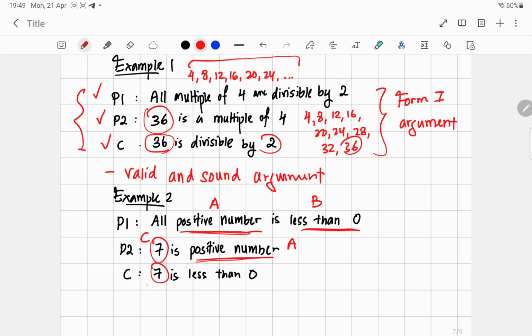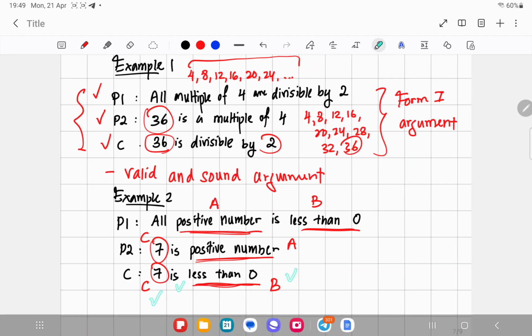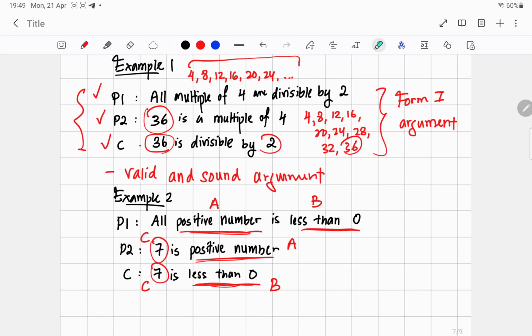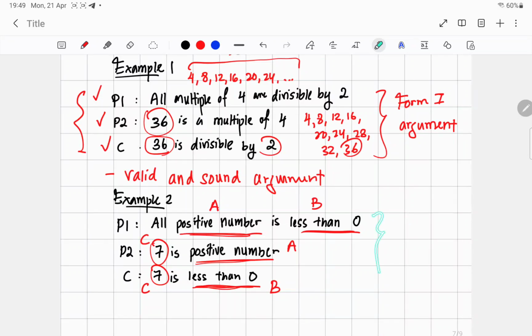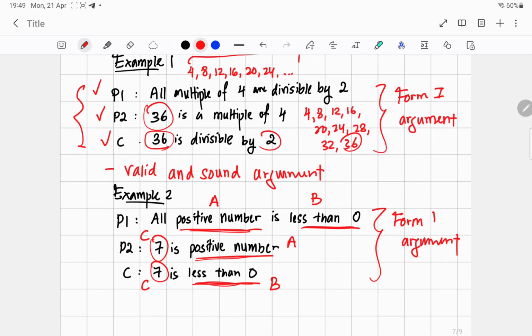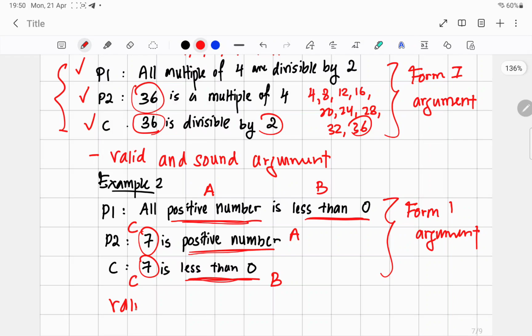Conclusion: 7 is less than 0, B. So C is B. All of this shows that this argument is a form 1 argument. Form 1 argument means that this is a valid argument. But is it sound? Okay, you check.